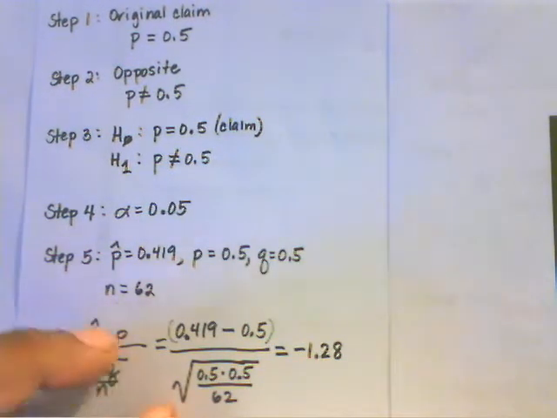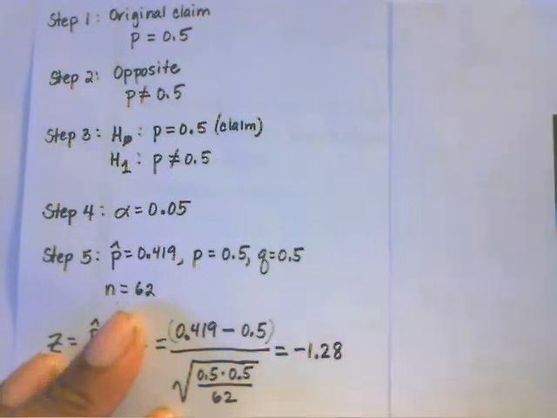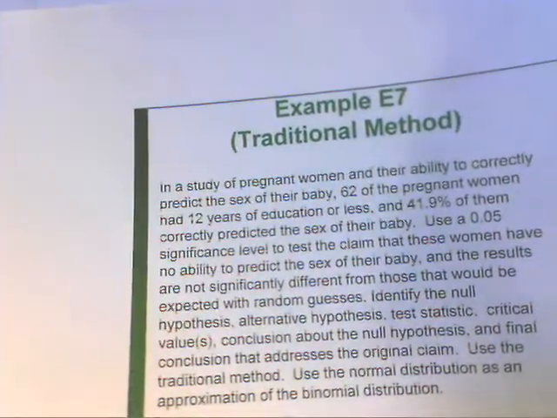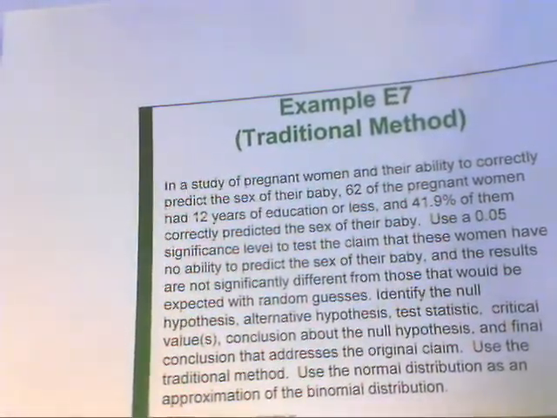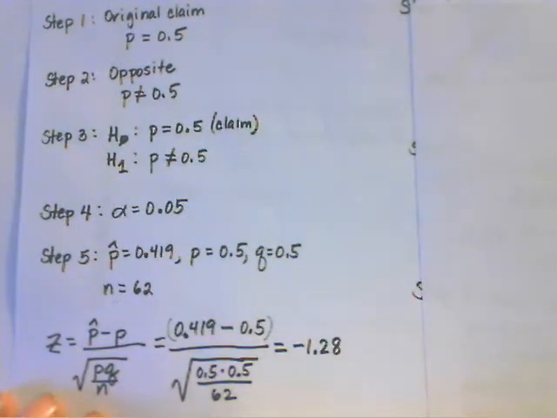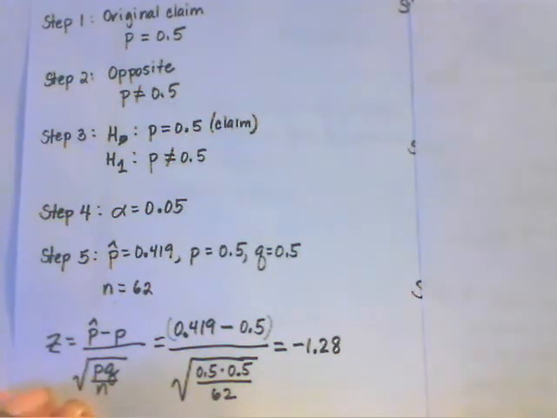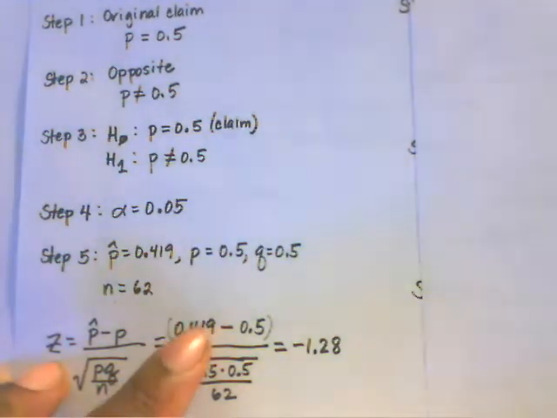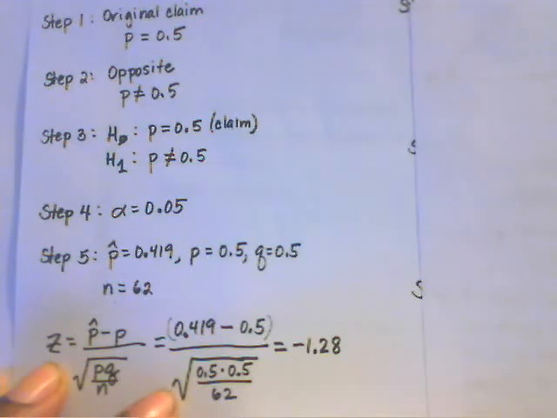That's 1 minus P. And your N, which is your sample size, that's the 62 pregnant women who had 12 years of education or less. So N is 62. Now next we calculate our test statistic, which is your Z, equals P hat minus P, divided by the square root of P times Q all over N. And then P hat was 0.419 minus P, which is 0.5. All that's divided by the square root of P times Q, where P is 0.5, Q is 0.5, divided by N, which is 62.